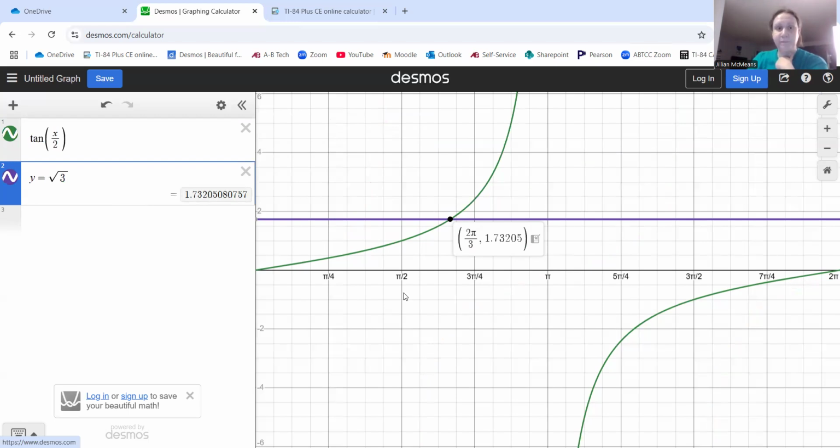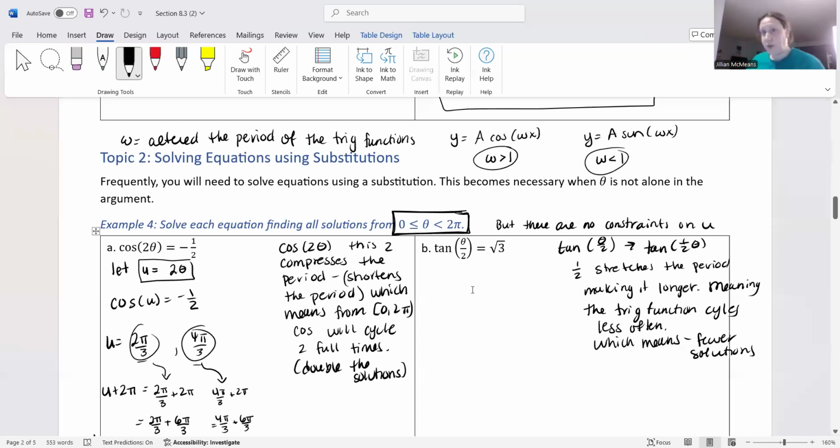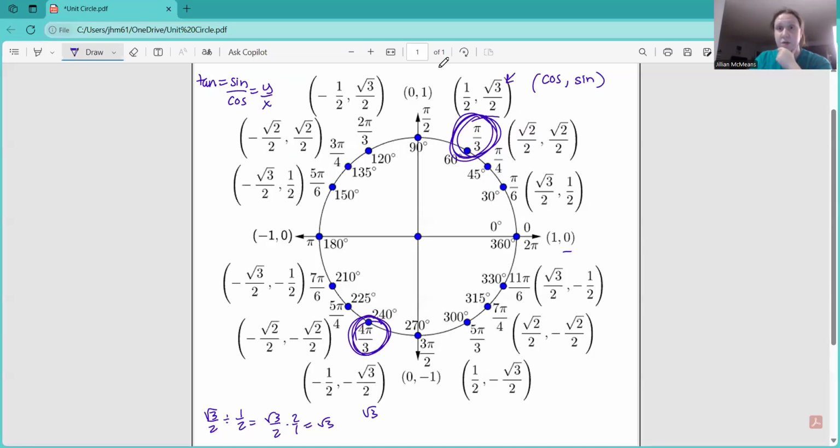Okay, there's my worksheet. So we're going to do the u sub just like we did in part A. So we're going to let u equal theta divided by 2. That's going to give me tangent of u equals root 3. And we already know that u is going to be pi over 3. And honest to goodness, I already forgot what the other one was. So, is it 4 pi over? Yeah, 4 pi over 3. Okay, so at pi over 3 and 4 pi over 3, we have those ratios of root 3.